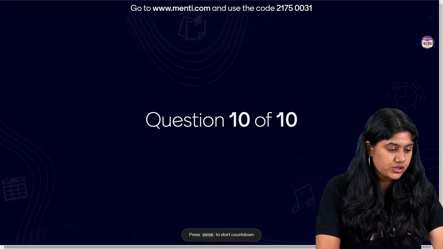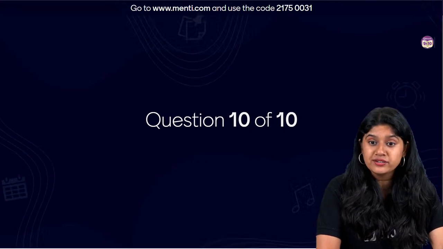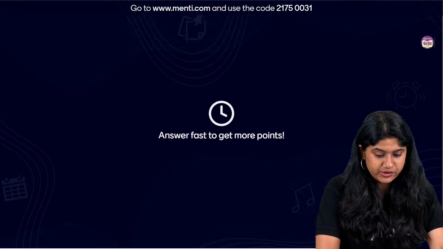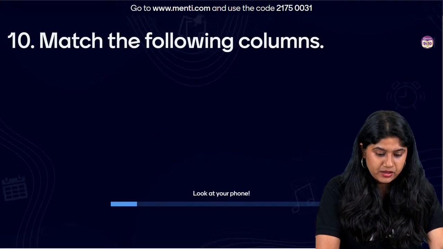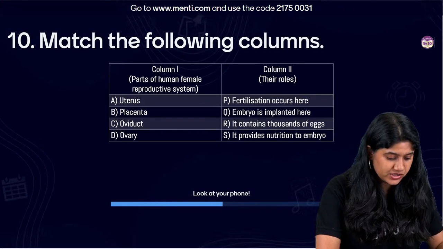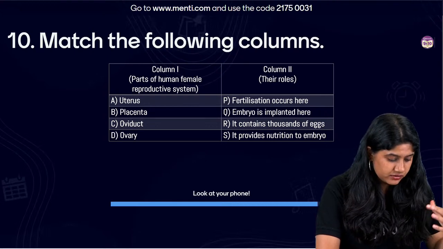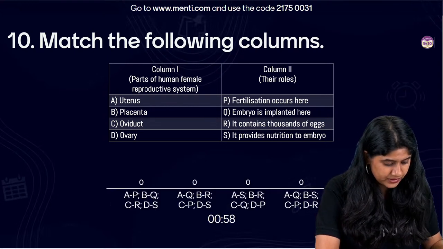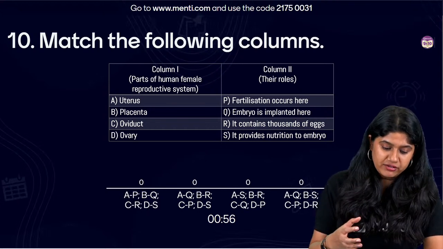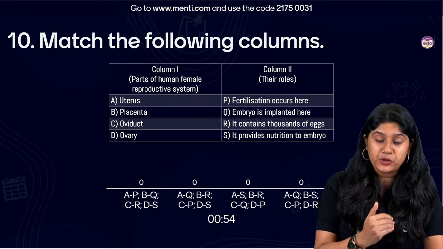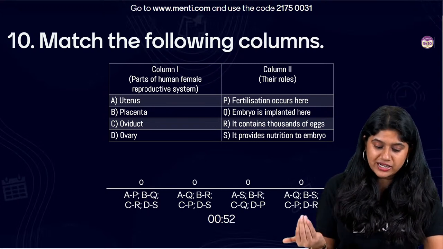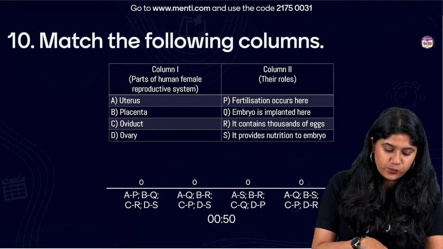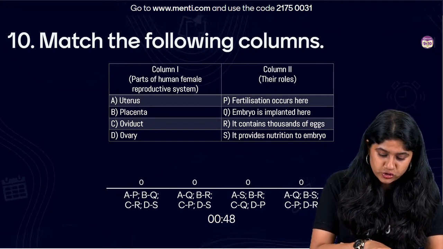Here we have question number 10 and the last question. Match the following. We have to match the uterus and, yes. In column 1, we have the reproductive parts of the female reproductive system. On the other side, we have the role. So uterus, placenta, oviduct and ovary.